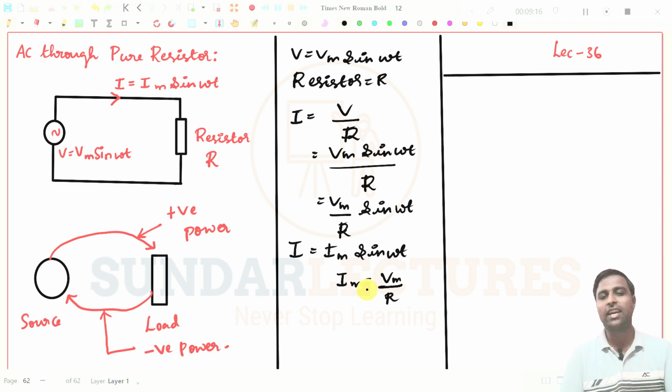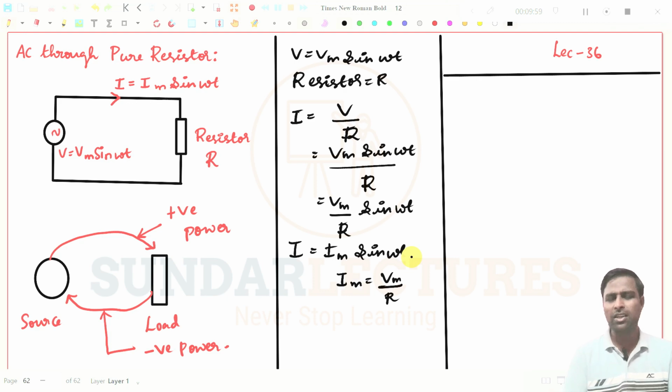That is what I have written here. Anyhow, what is the maximum value of Im? If the resistor is a whole number, then obviously Im will be a lesser value when compared to Vm. So we can easily understand what V and I are. Both V equal to Vm sin omega t and I equal to Im sin omega t, there is no phase angle. The phase angle between V and I is 0 in a resistor circuit.